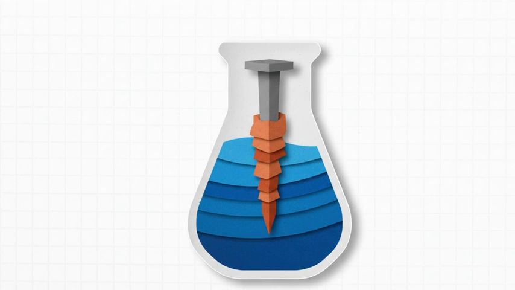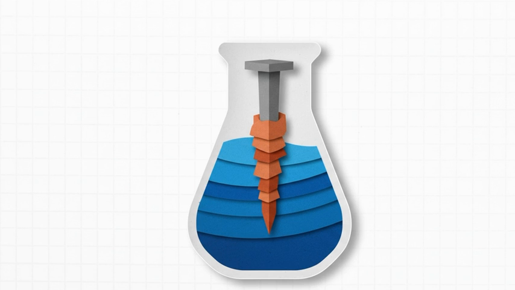Next up, we have the displacement reaction. I like to think of this one as a chemical swap. You have a more reactive element that comes along and basically kicks a less reactive element out of its spot in a compound. The classic example is when you drop an iron nail into a copper sulfate solution. The iron is more reactive, so it boots the copper out, and you end up with iron sulfate and plain old copper.